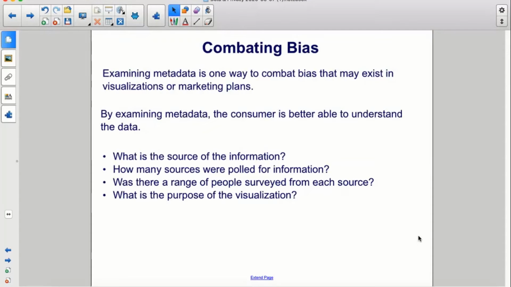Examining metadata is one way to combat bias that may exist in visualizations or marketing plans. By examining metadata, the consumer is better able to understand the data. What is the source of the information? How many sources were polled for information? Was there a range of people surveyed from each source? What is the purpose of the visualization?